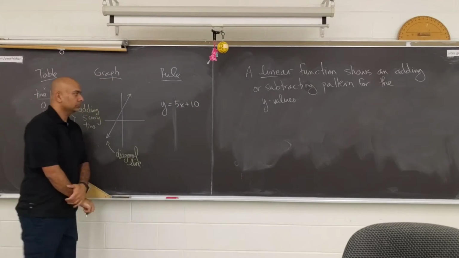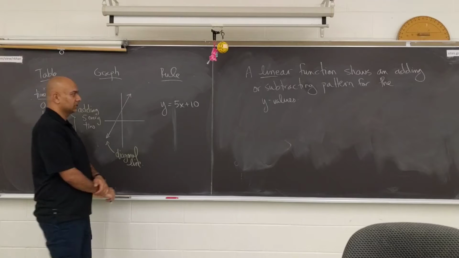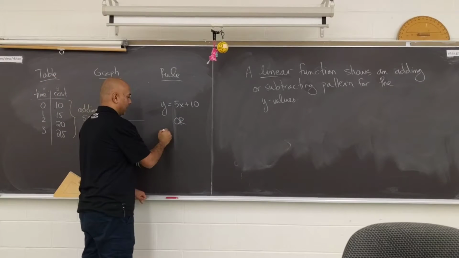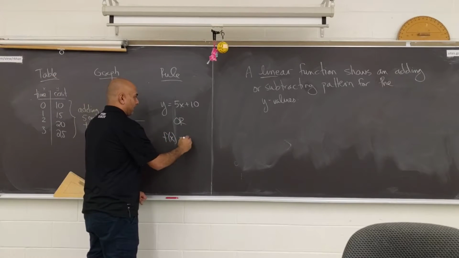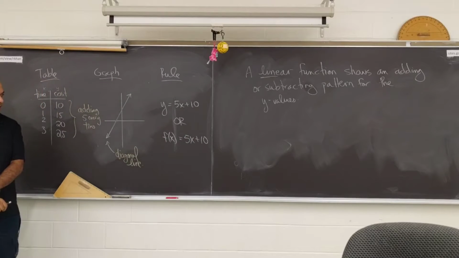That would be the rule of a linear function. If we wanted to write it using function notation, remember that whole f of x business I was talking about earlier? Sure, we could write it like that. It would be f of x equals 5x plus 10. But all of a sudden, when you write it that way, our brain starts to hurt a little bit. Because it just doesn't look good. This f of x business makes it look worse.